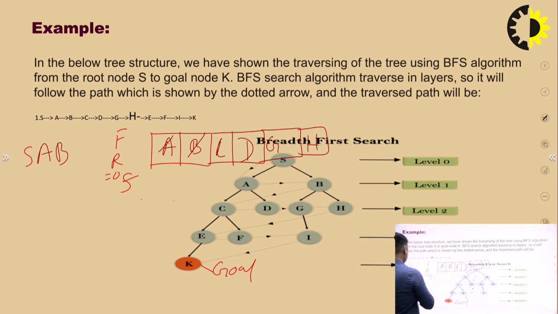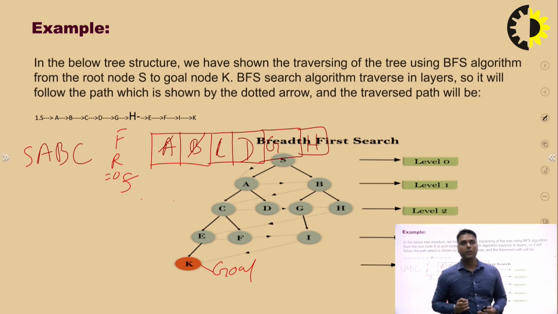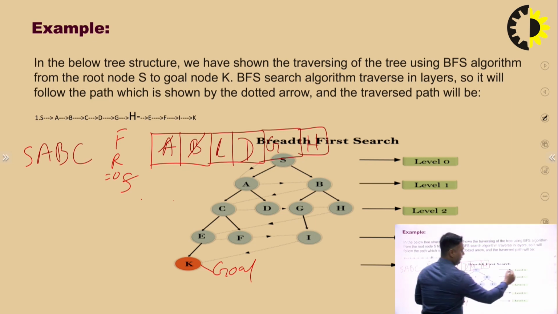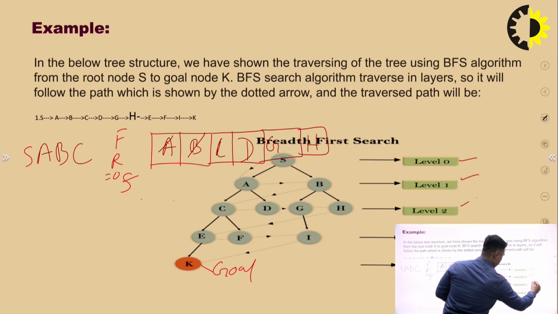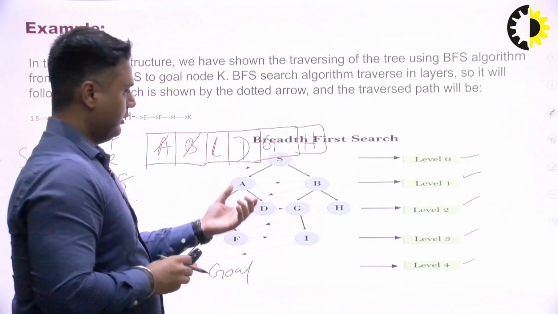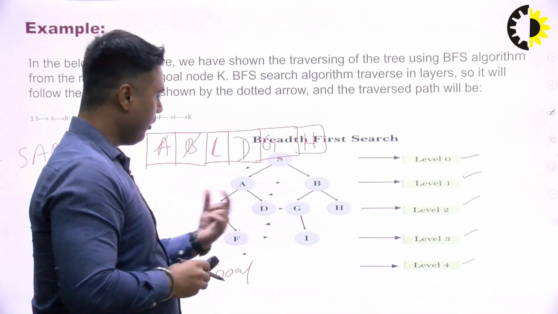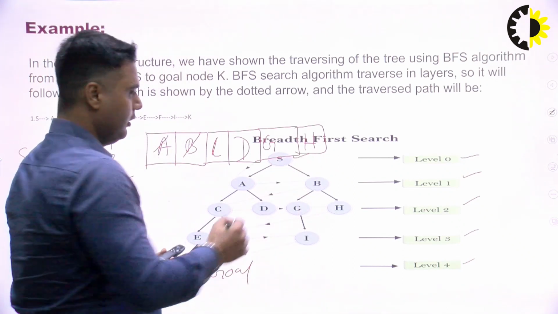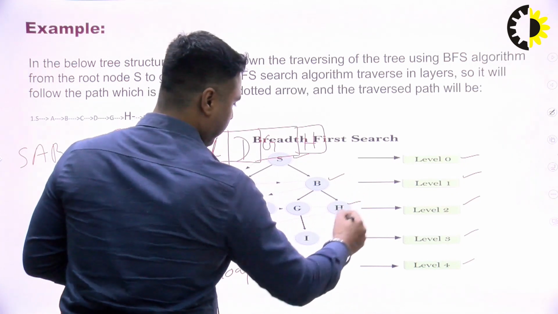Again, the next node is C. C is my goal node. Again, C is not a goal node. So this process time to time increases. I have to check level by level information. Every level is calculated as a goal node or not. If a goal node is found in this level, it is okay. If not, then move on to another level, another level, another level.